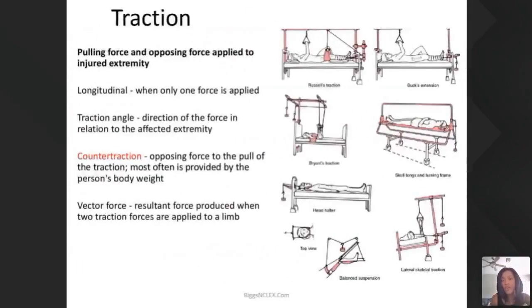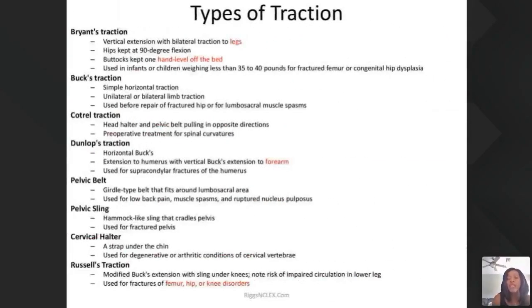So a little picture earlier on here are the different types of traction. It gives you a visual, Russell's versus Buck's traction, okay, versus spine. So depending on where the fracture happens will depend on the traction you use. So for example, Bryant's traction are used for your legs, your lower extremity, whereas Dunlap is used for the forearm. So which area are you working on?